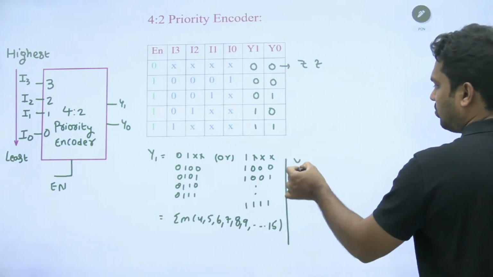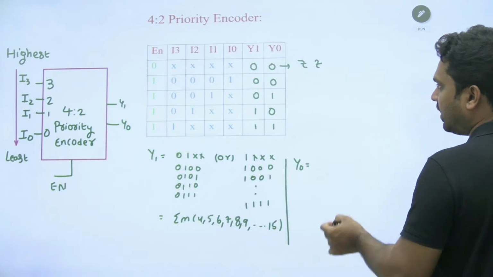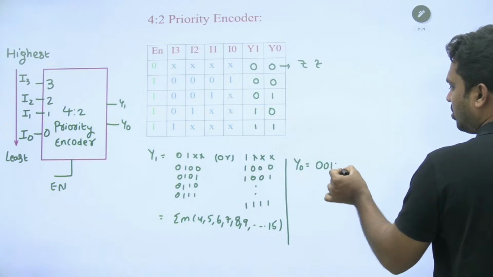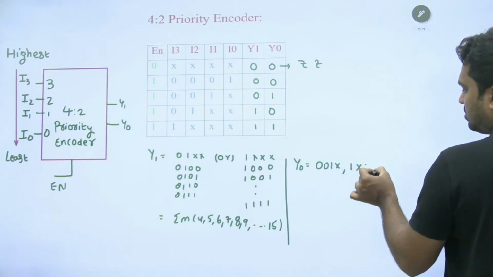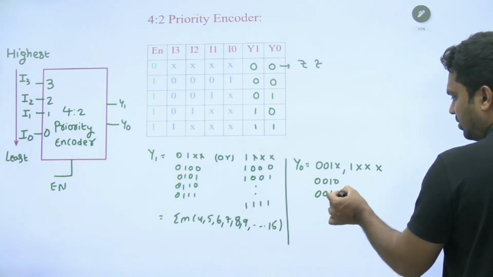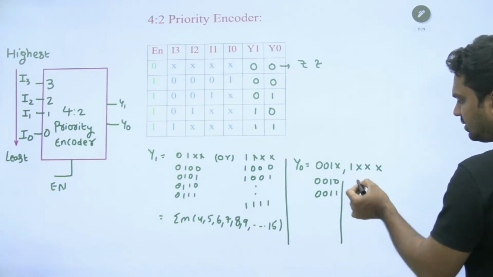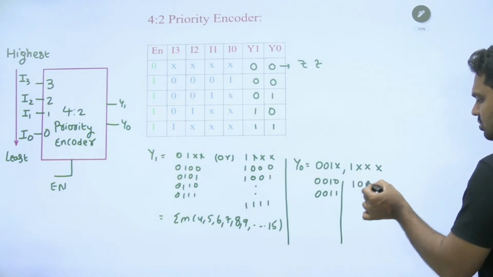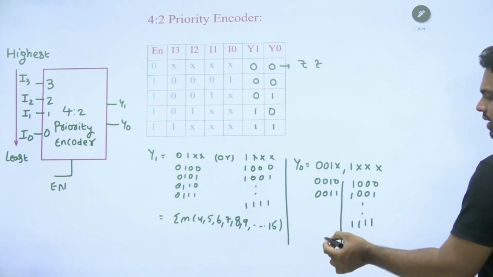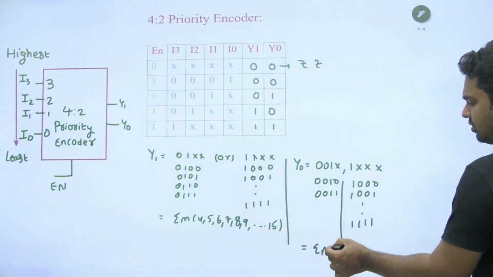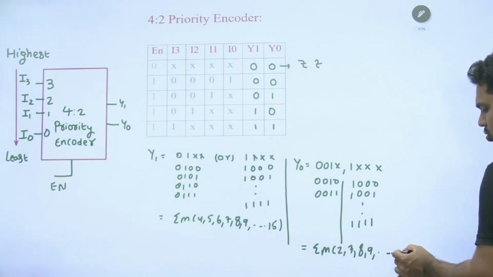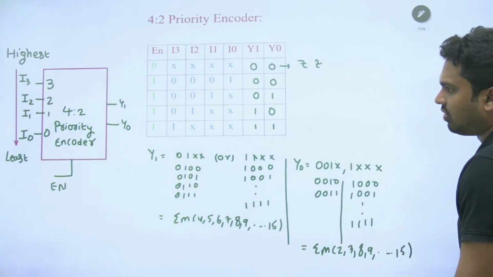Then what about y0, sir? Y0 is 1 for 2 cases, 0 0 1 cross, and 1 triple cross. In place of the cross you can put 0 and 1. In these three crosses you should write all the possibilities. That will give me the sum of the minterms 2, 3, 8, 9 and so on up to 15. Now solve y1 and y0.